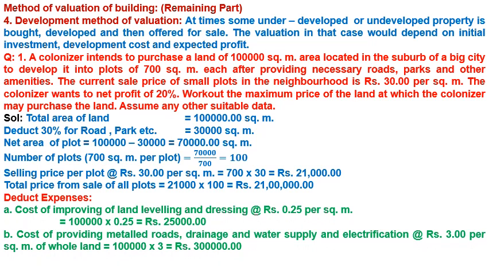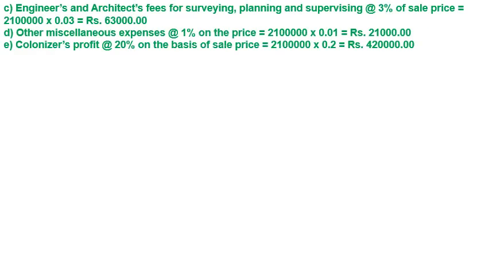Now there are some deductions for developing the area. First is the cost of improving land, leveling and dressing. It is taken as 25,000 rupees. Then providing drainage, water supply, metal road, and electrification charges, all cost around 3 lakhs. Engineers and architects fees is around 3% of sale price, that means 63,000. Other miscellaneous expenses are taken as 1% on price. The colonizer's profit is also considered in expenses, which is given in the question as 20% on the basis of sale price. So the total expenditure comes out to be 8,29,000.